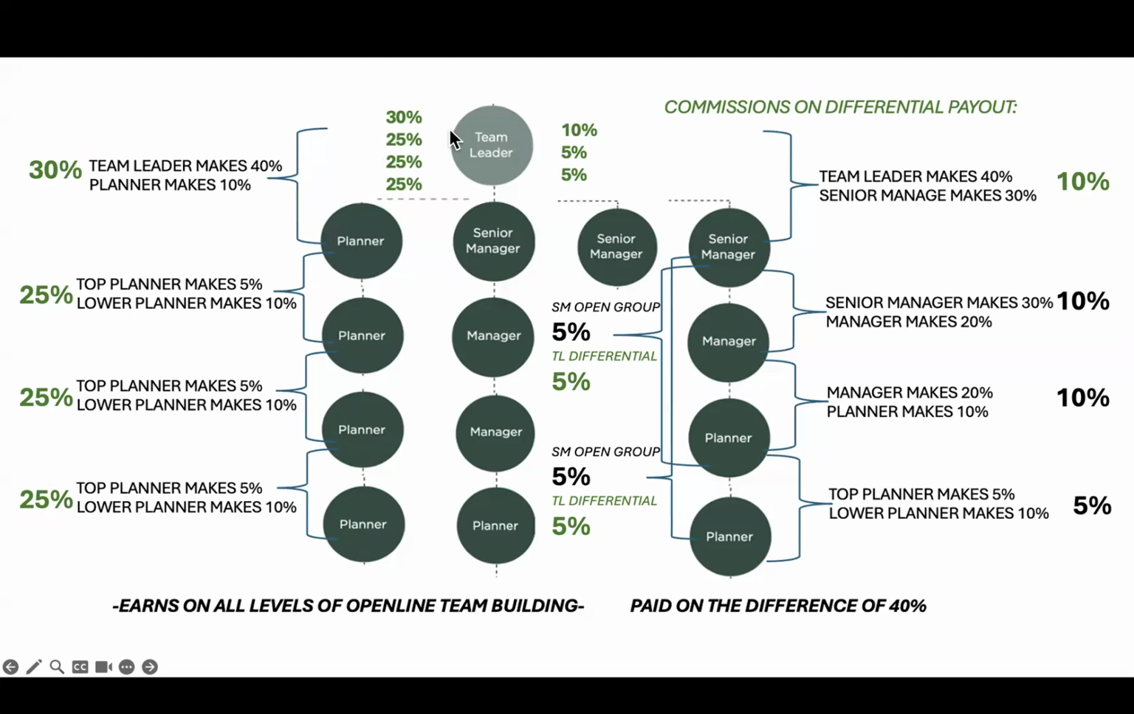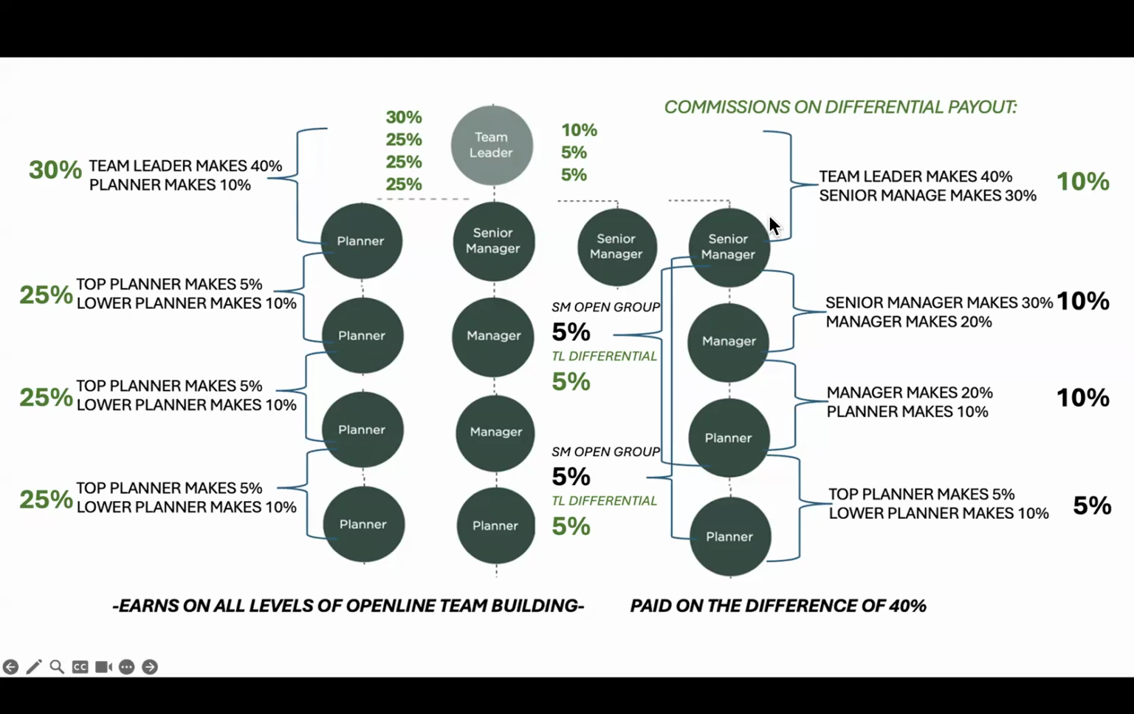Why? Team leader versus planner, right? There's that extra 5% spread. So he's going to make 30%. Team leader versus this planner, 25%, 25%, 25%, right? So this is what you would call an open line. Technically, what you're seeing here is the team leader is getting paid as the team leader, he's getting paid as the senior manager, and he's getting paid as the manager. And that's how he's getting all the differential payout.